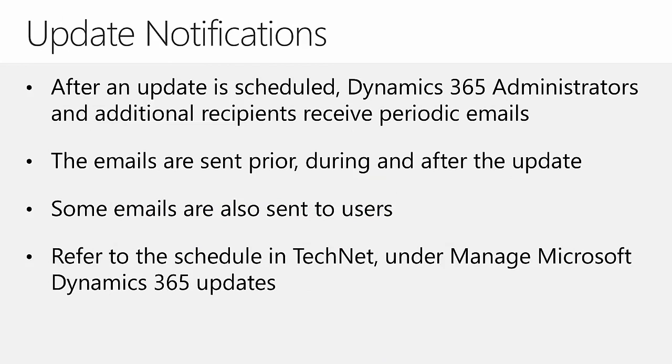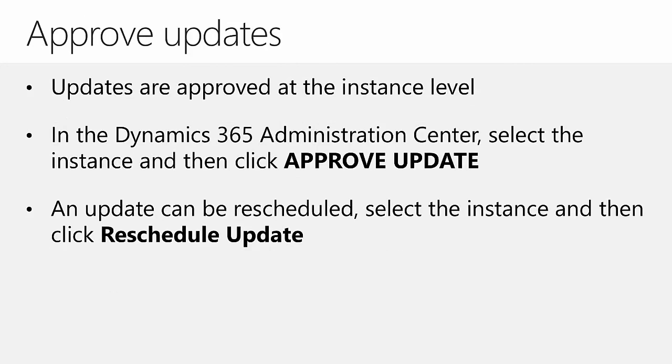Dynamics 365 system admins receive plenty of notification before, during, and after the update process is completed. Some emails might even be sent to users. I have noticed that improvements have been introduced to the notification process over the last couple of versions of Dynamics 365, so make sure you refer to the schedule in TechNet to get the latest details on the notification process regarding Dynamics 365 updates. In the last chapter, we talked about instances and how they're managed separately. Updates are also part of this individual instance management process, so they have to be approved individually per instance.